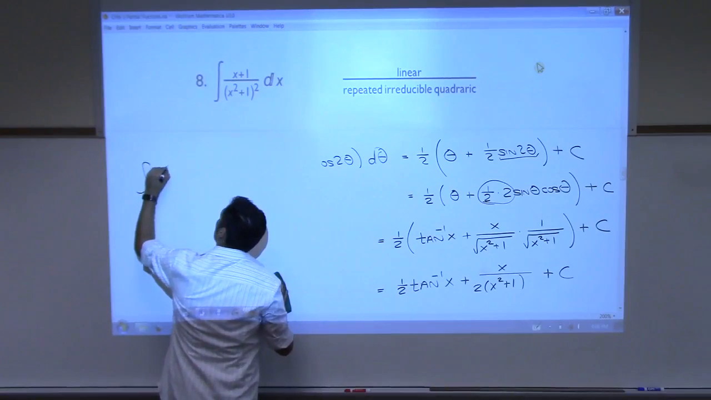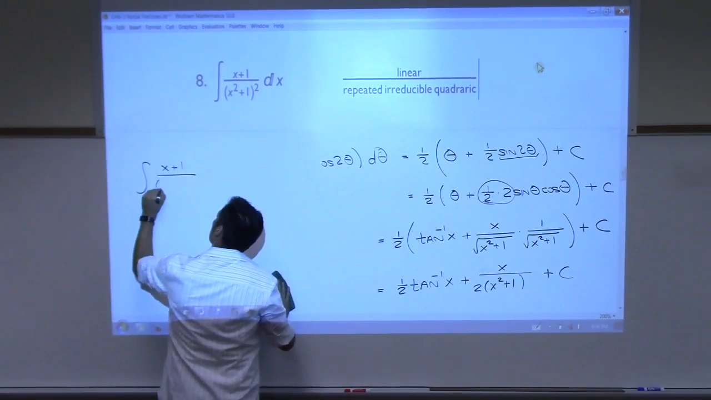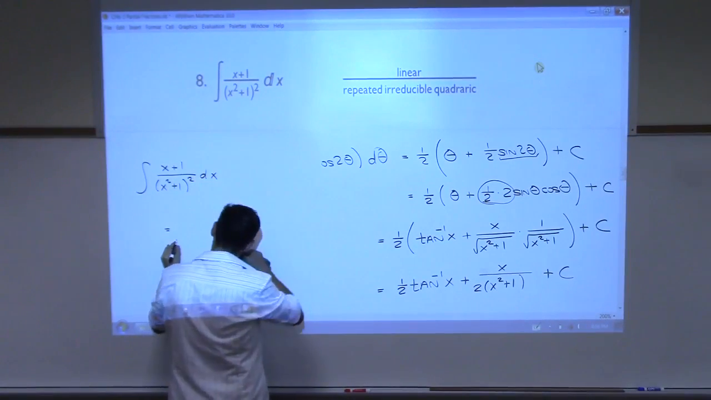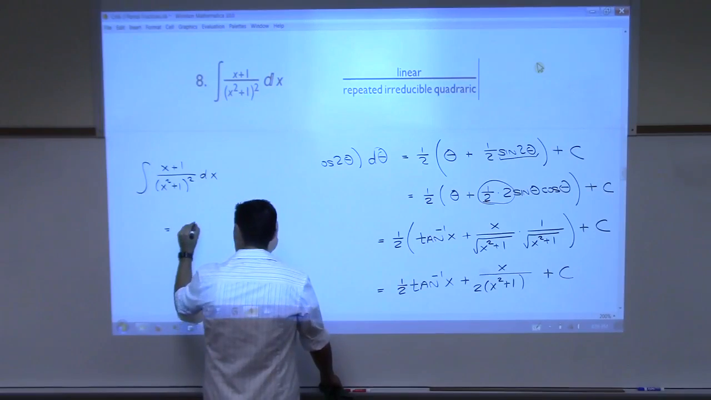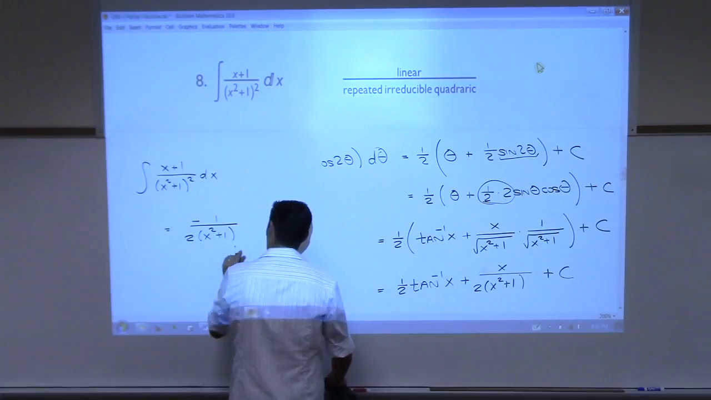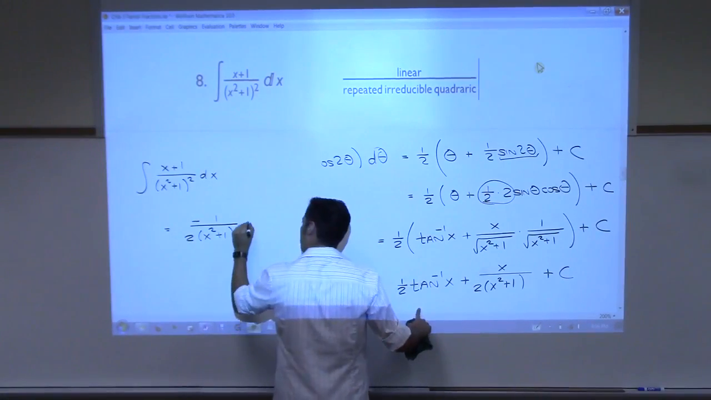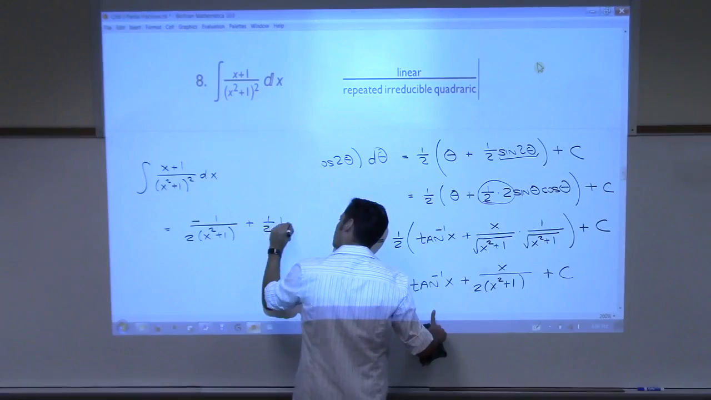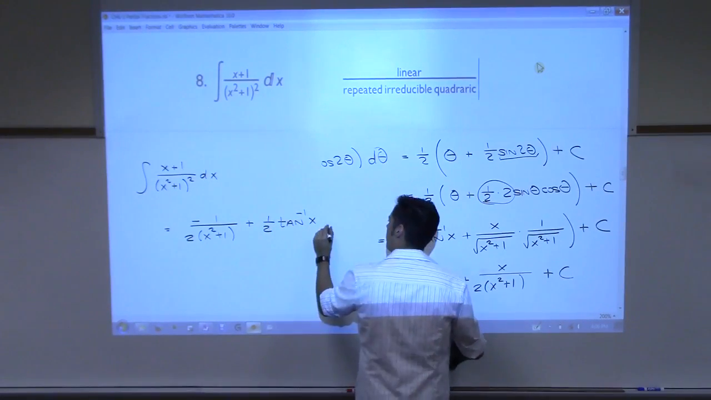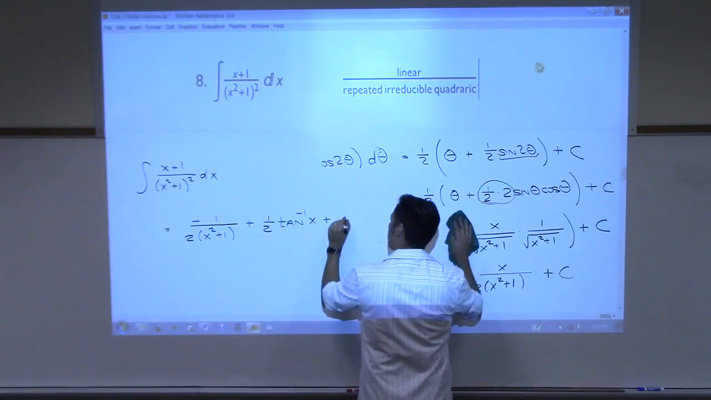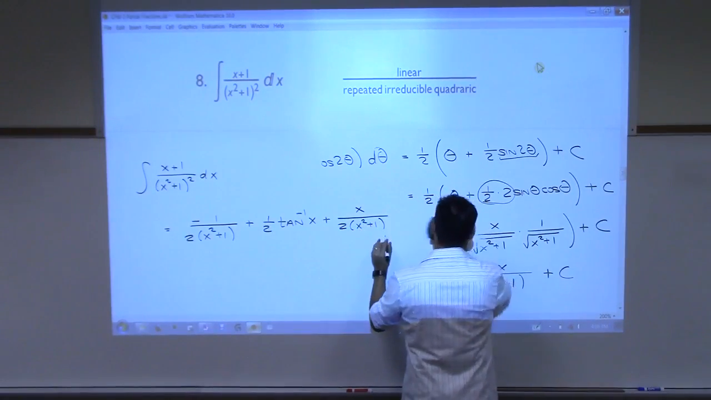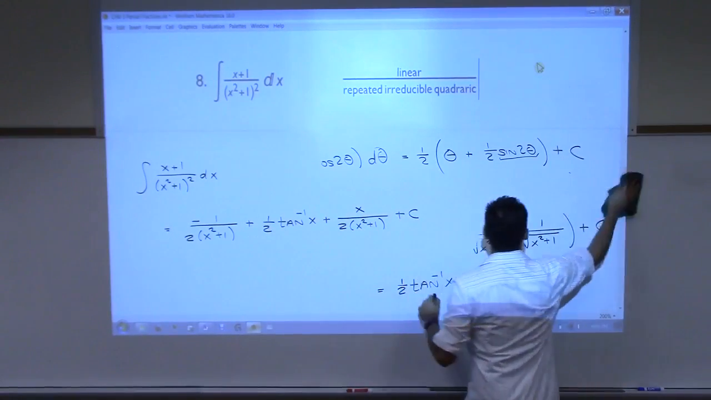The integral of x plus 1 over x squared plus 1 squared dx is equal to negative 1 over 2 times x squared plus 1. Was it negative 1? Yes, sir. Okay. And then plus 1/2 arctangent of x, and then plus x over 2 times x squared plus 1, plus c.